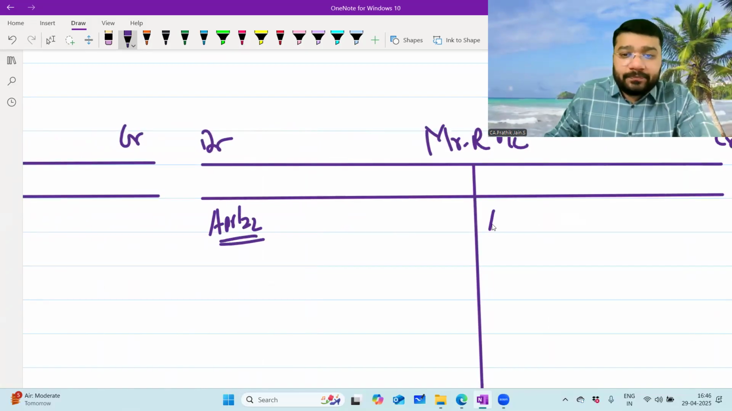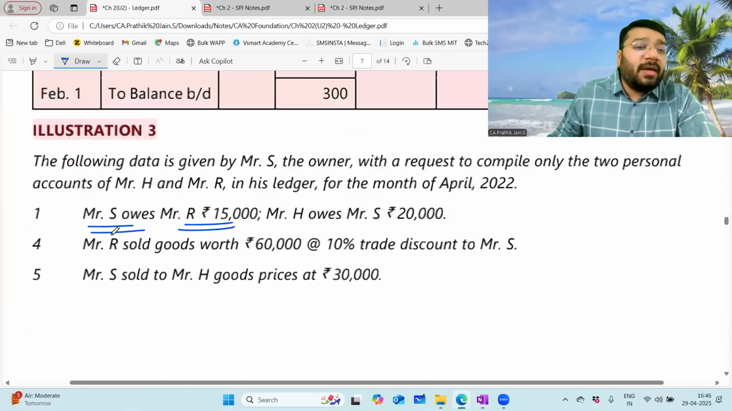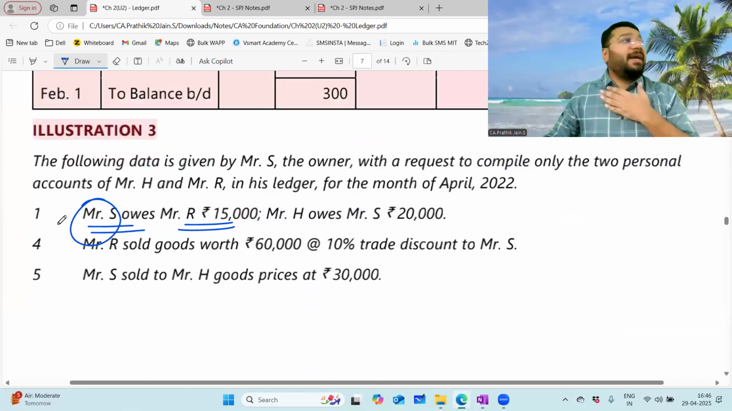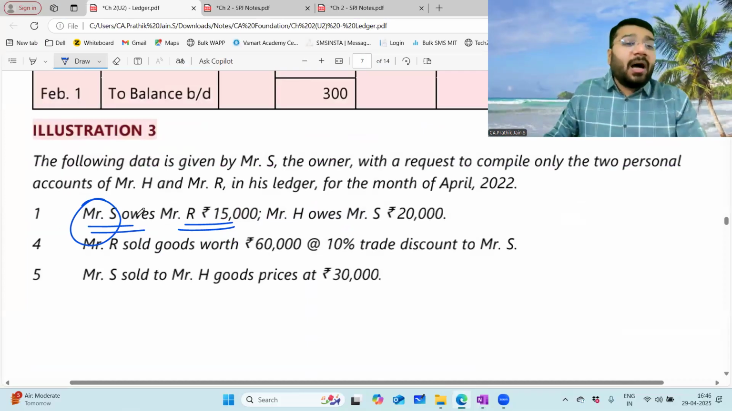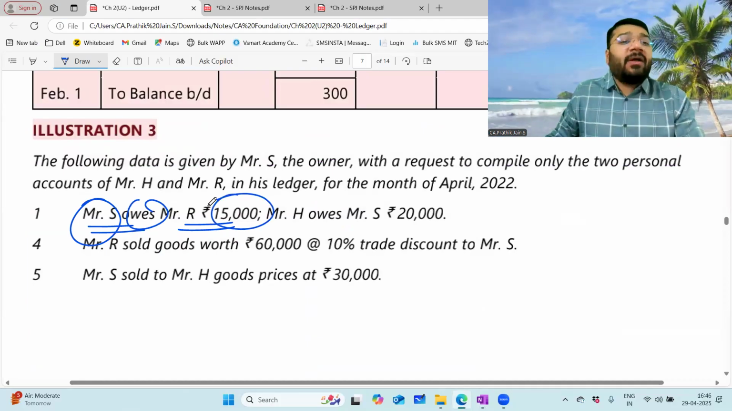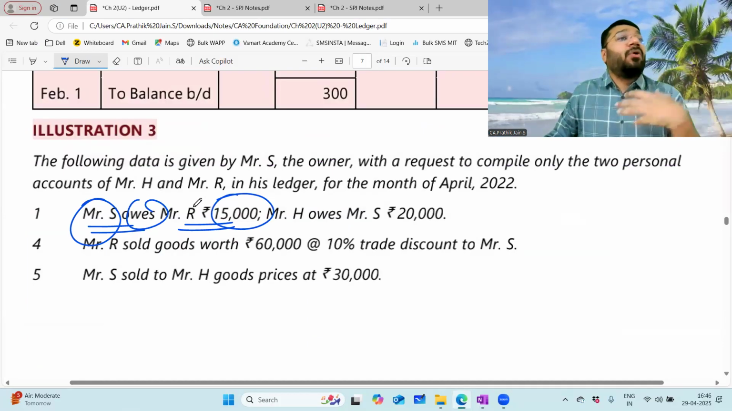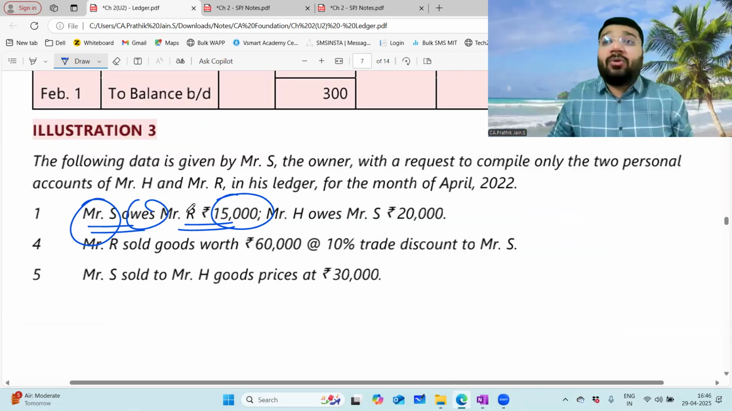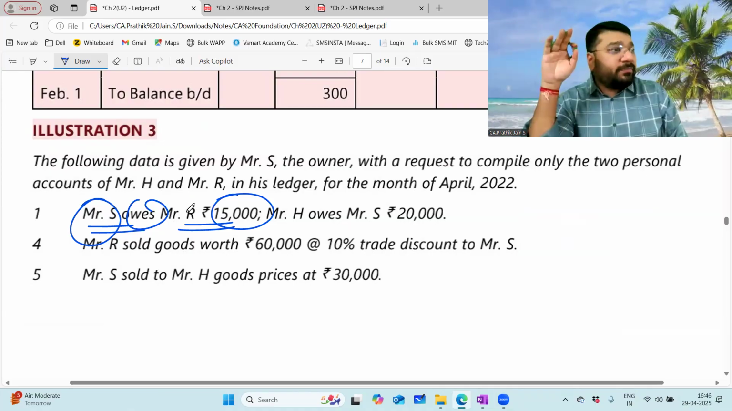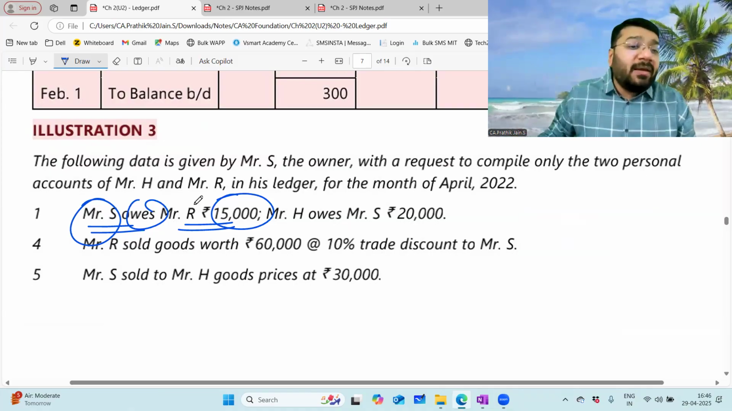April 22. Now, S, who's S? We are S. S means we are owing money, 15,000, to R. We have to owe money means we have to pay money to R. So why are we supposed to pay money to R? Because we would have purchased the goods on credit. So we have to pay him. So in my book, R is my creditor.